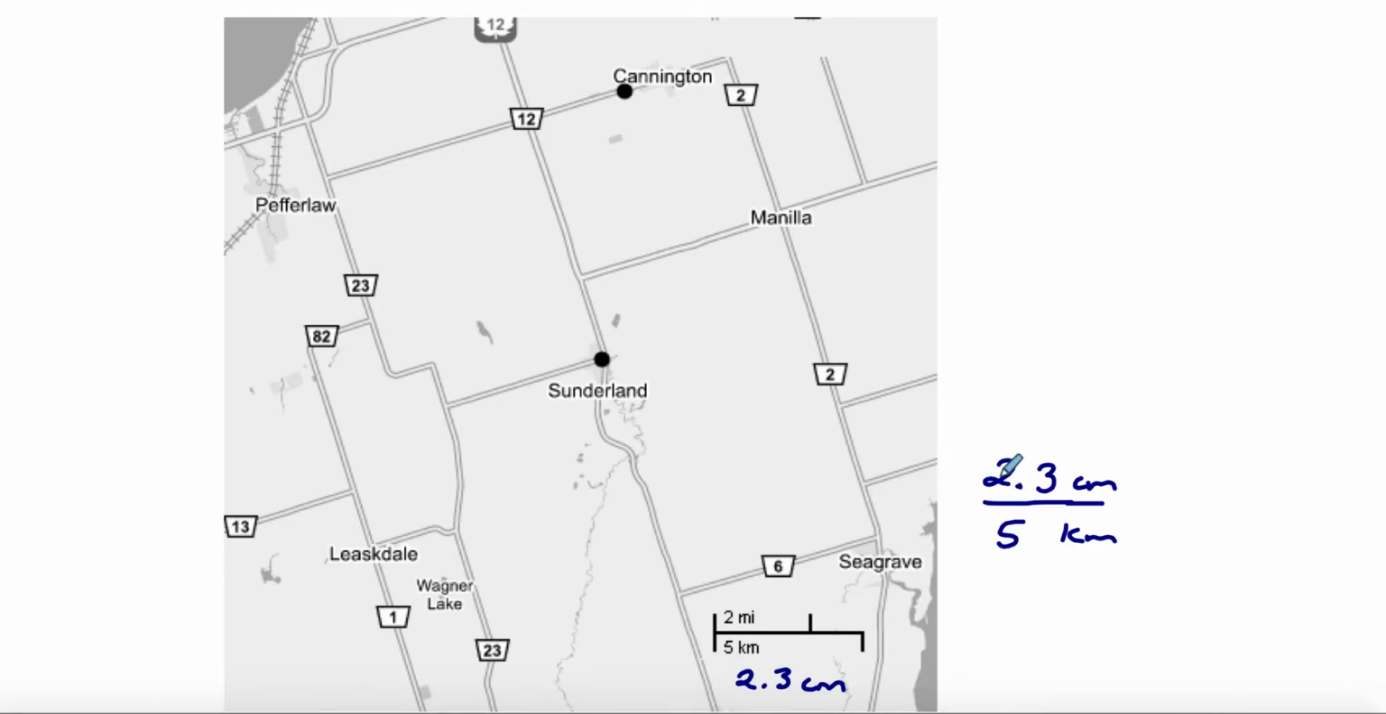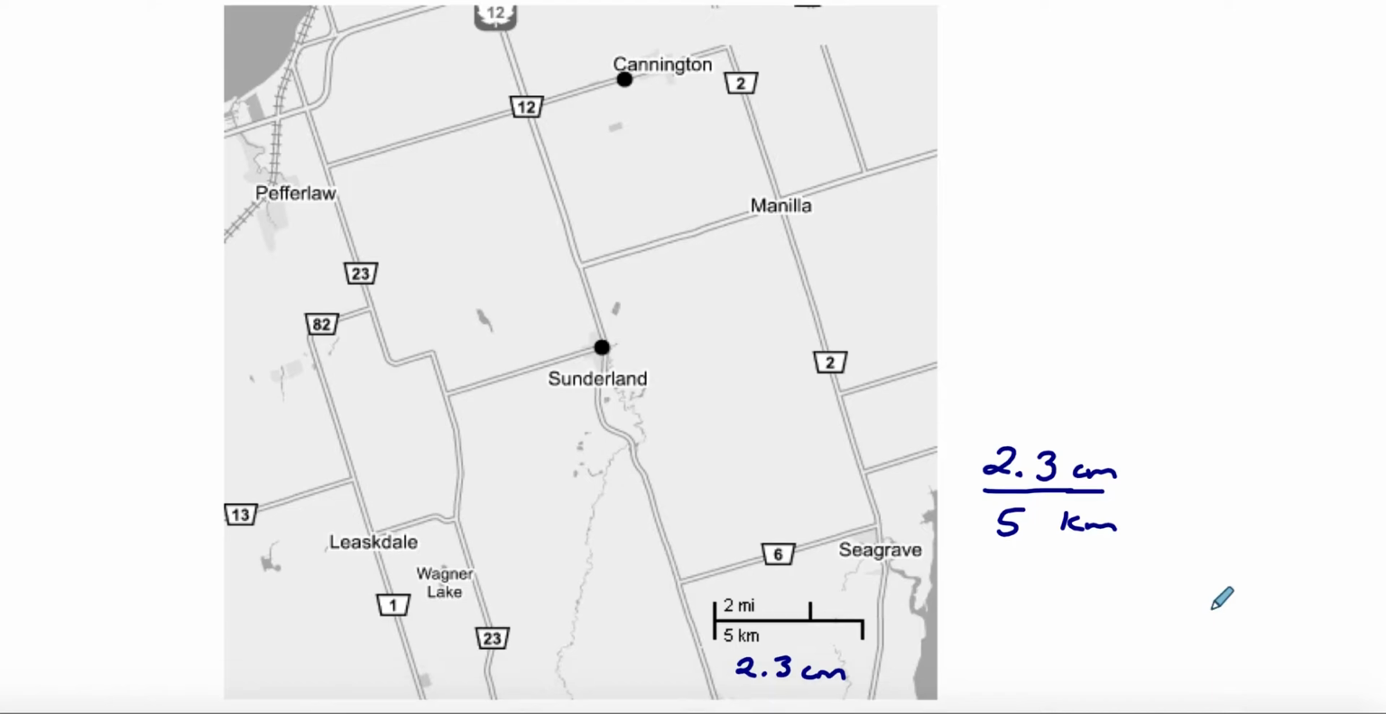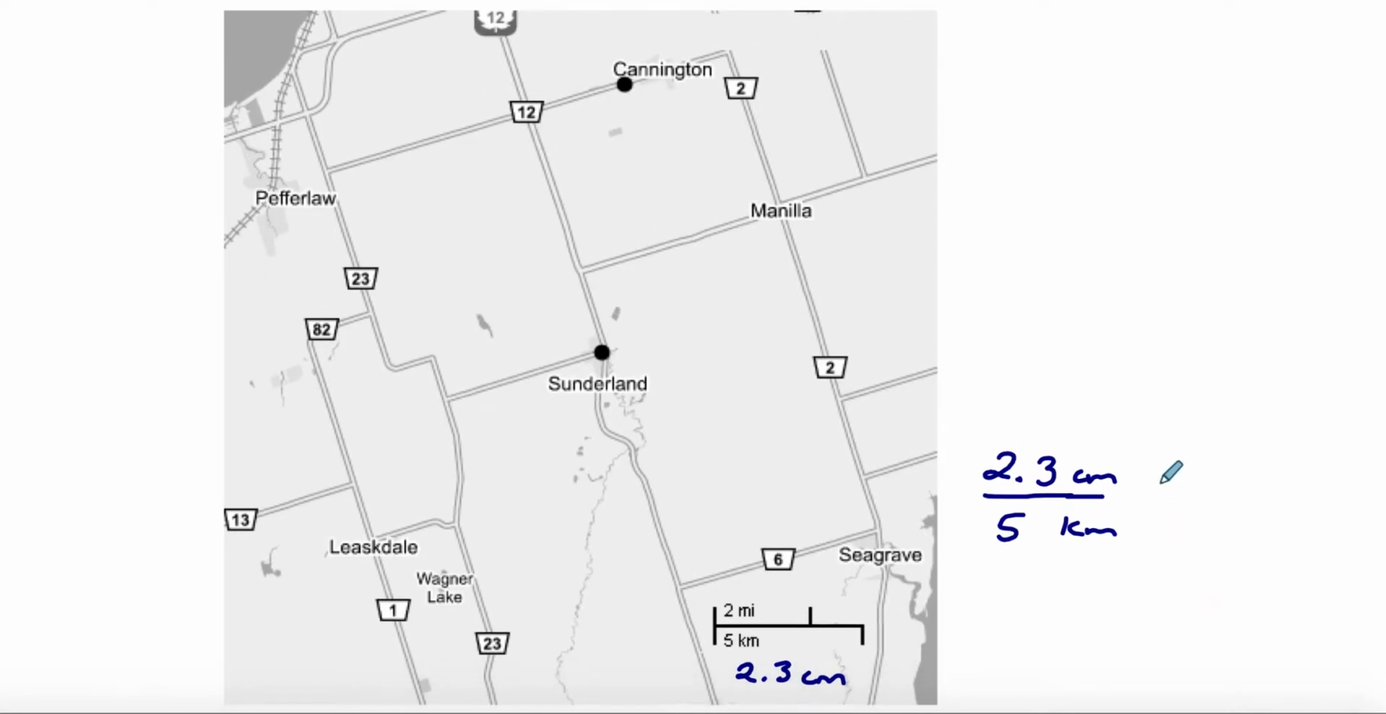Sometimes we have these in the same units, like both in centimeters or both in kilometers, but right now this will work to do this question. So this is our diagram size, and this is our actual size. Centimeters over kilometers. In order to estimate the distance between Cannington and Sunderland on this map, there is no road that goes directly from one to the other. So we might just use a ruler and measure the roads that we can. Again, it's just an estimate.